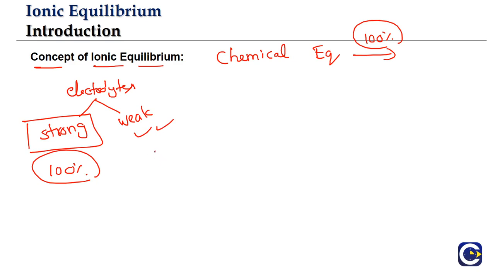The scope for the idea of equilibrium comes in the case of the weak electrolytes. What happens in the case of weak electrolytes? They will not undergo complete dissociation; they will have only partial dissociation. And the idea of ionic equilibrium comes exactly in the case of weak electrolytes. Weak electrolytes can be weak bases, weak acids, or weak salts. Strong electrolytes can be strong acids, strong bases, and salts which act as strong electrolytes. In those cases, we will not talk about the equilibrium. We only talk about the equilibrium in the case of the weak electrolytes.